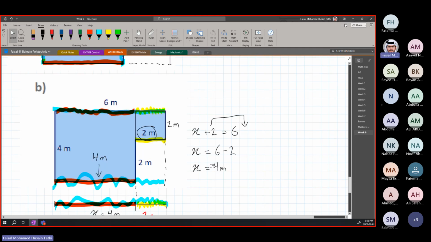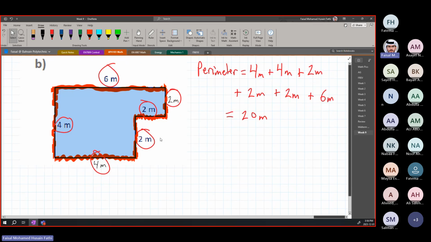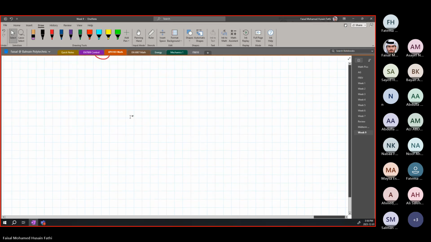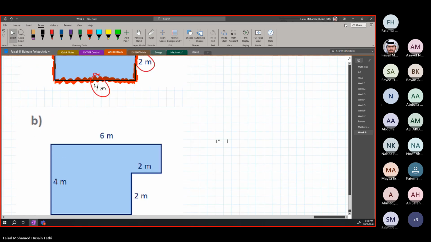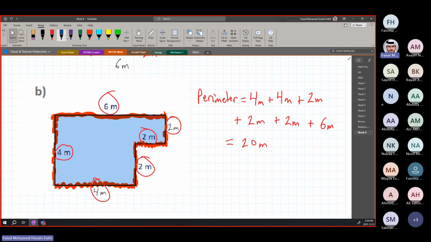So any questions about this? Nothing? Good. Let's move on to the area. So the perimeter, we found it. Now let's go to area.